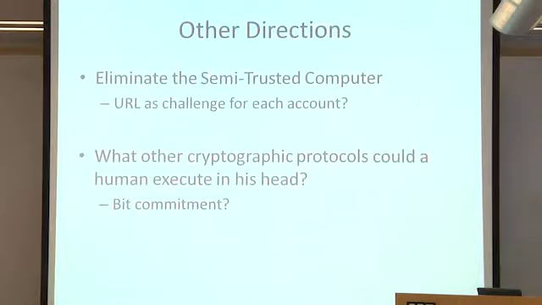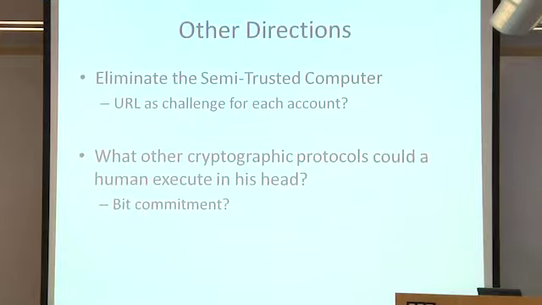Other directions involve eliminating the semi-trust assumption. We're using computers to store our challenges in the scheme. Another question is, could we just use URLs as the challenges for each account? Could we have a scheme that involves taking the URL, applying some function to it, and actually computing a password from the underlying URL?